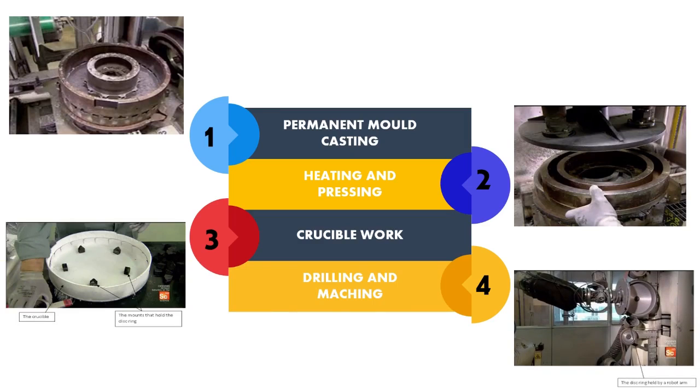After that, a drill machine bores the mounting hole on the disc ring. Then a layer of protective paint is applied to shield the disc ring from oxidation. Finally, with the help of a computer-guided robot arm, the disc surface is polished.